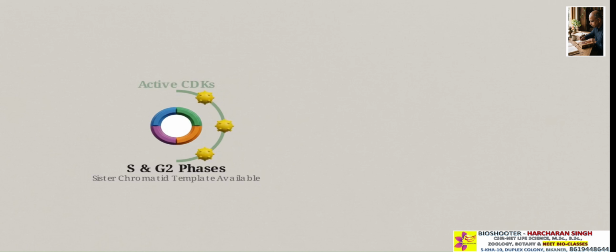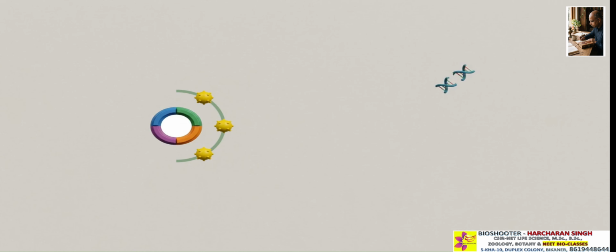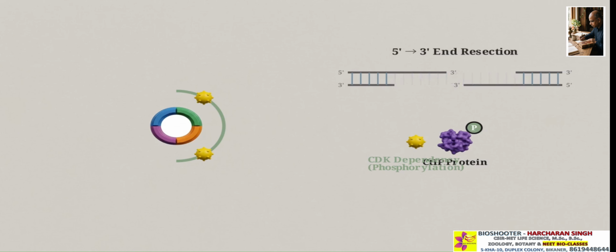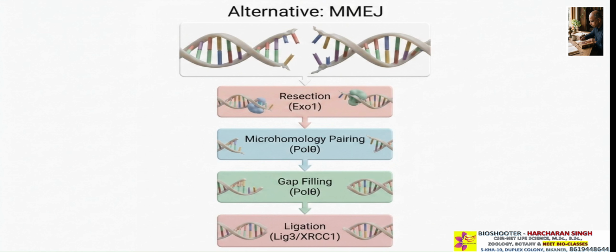attempts to fix. Double-strand breaks are profoundly cytotoxic, and the cell uses this cell cycle dial to govern its repair strategy. Homologous recombination strictly requires an intact sister chromatid as a template. Therefore, it only occurs in the S and G2 phases, where active CDKs phosphorylate the CtIP protein to initiate extensive end resection. This biochemical gatekeeping is a critical exam parameter. Without active CDKs, resection is blocked, completely restricting homologous recombination to the late cell cycle.